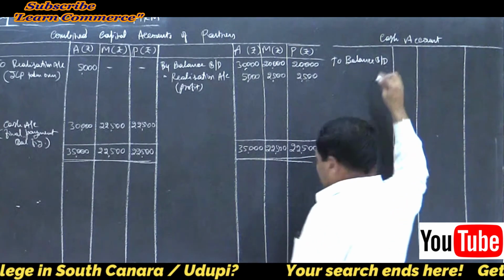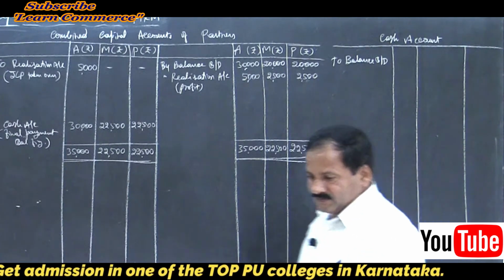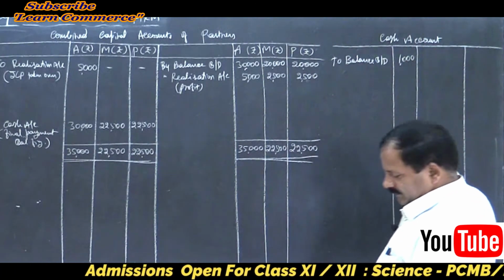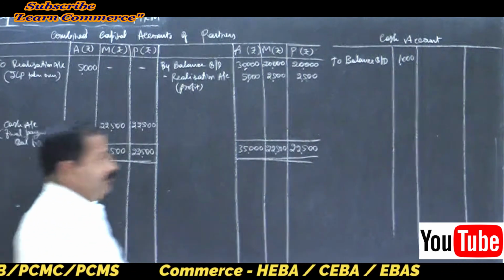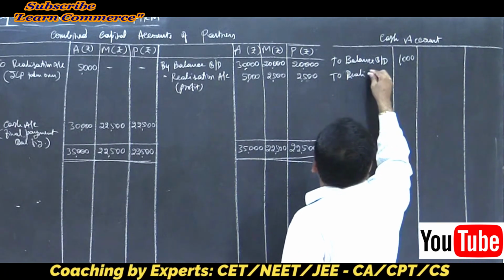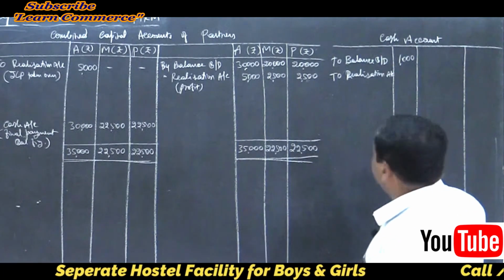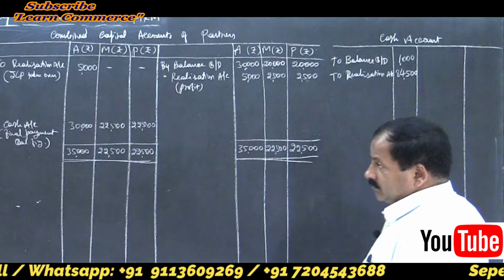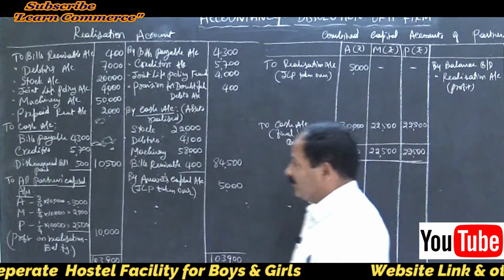To balance brought down, how much it is? It is 1,000, right? 1,000, yes it is. Cash in hand. Then, refer realization account, cash account debtor to realization account, assets realized. How much it is? See there, 84,500. Then, no other interest. Refer here, realization account debtor to cash, that is liabilities paid.